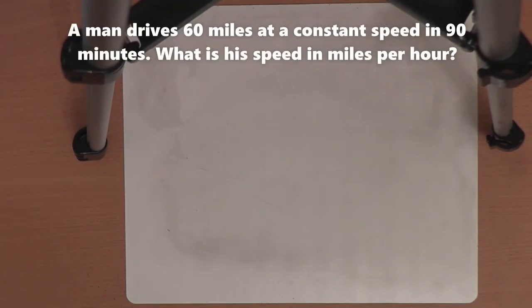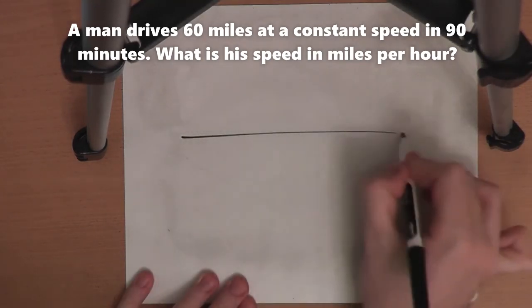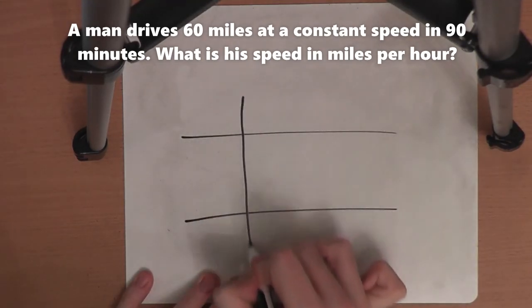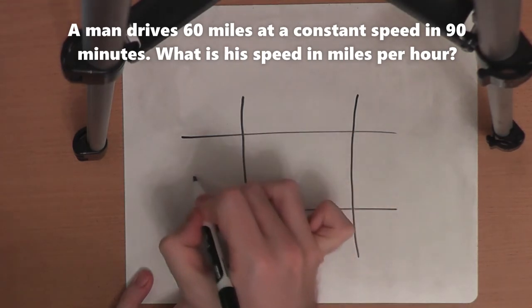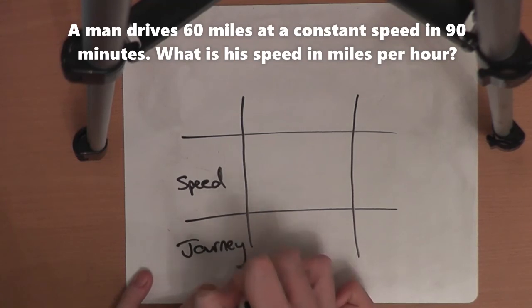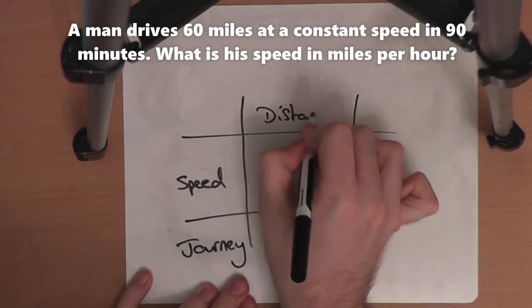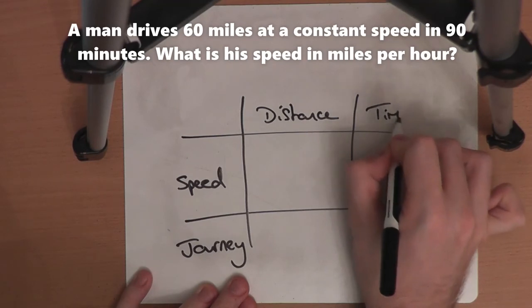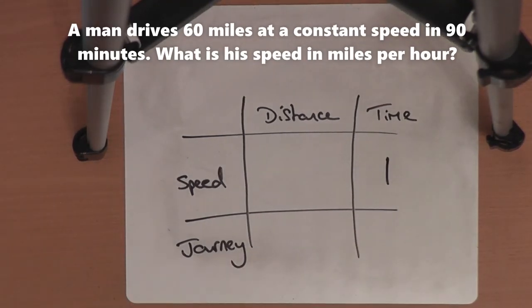A man drives 60 miles at a constant speed in 90 minutes. What is his speed in miles per hour? It's a speed question again, so we draw another table first of all. We have got speed as a row, journey as a row, distance as a column, and time as a column, and the time unit is always going to be 1. Because speed is defined as the amount of distance that you cover in 1 unit of time.